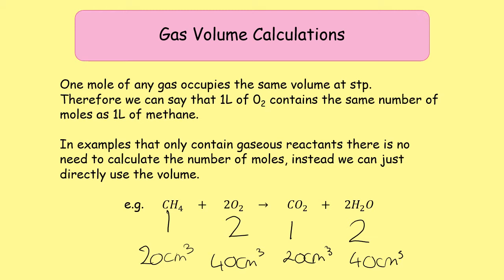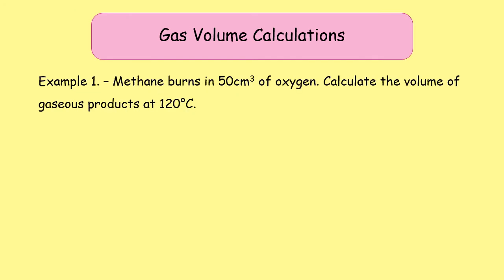And it does make working with gases a lot easier because we don't always need to work out moles, but only in situations where we're only thinking about the gases. If we have to deal with solids and gases, we need to work out moles. So we've got an example here, methane burning in 50 centimeters cubed of oxygen. And I want to calculate the volume of the gaseous product at 120 degrees, and it's really important that we pay attention to the temperature.